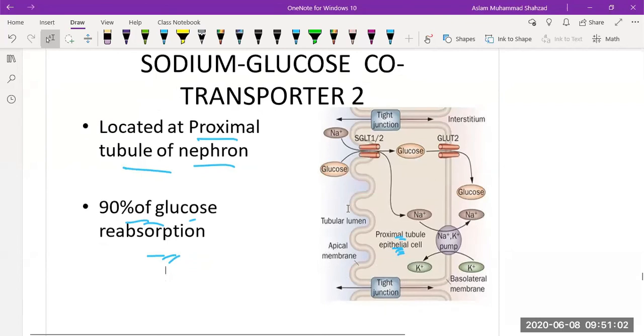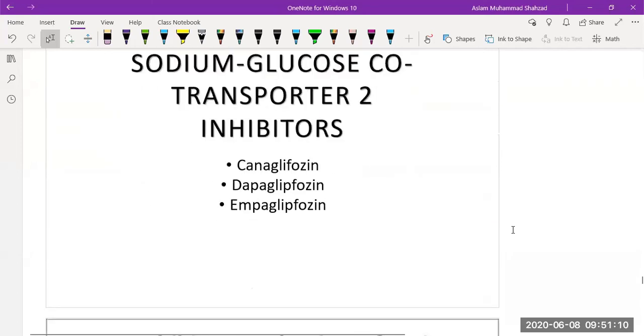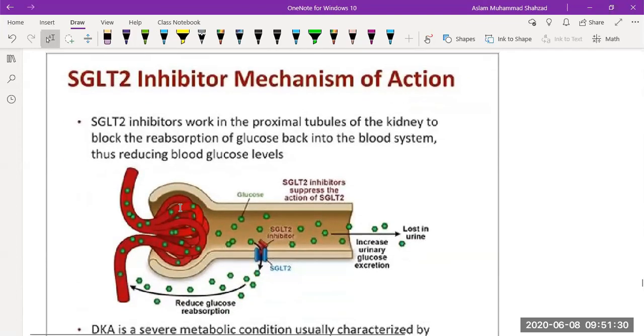We mentioned here that 90% of the glucose reabsorption occurs through these transporters. And then we have drugs like canagliflozin and dapagliflozin, and then we have empagliflozin. The suffix to memorize is flozin, F-O-Z-I-N. In all of these drugs, they mention the suffix flozin, so you can memorize it with that suffix. SGLT2 inhibitors work on the proximal tubules of the kidney, blocking the reabsorption of glucose back into the bloodstream, thus reducing the blood glucose level.